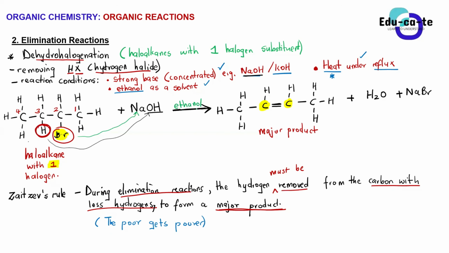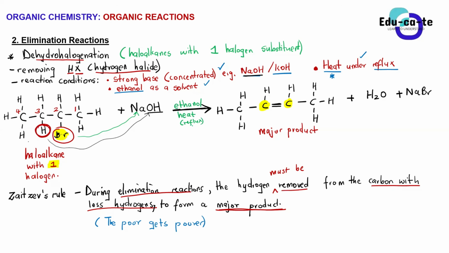So you need ethanol as a solvent, and you also need heat under reflux. Usually they write heat and then they write in bracket reflux. So when they say give the full elimination reaction, you are supposed to take your haloalkane that is containing 1 halogen, and react it with a strong base, a concentrated strong base.